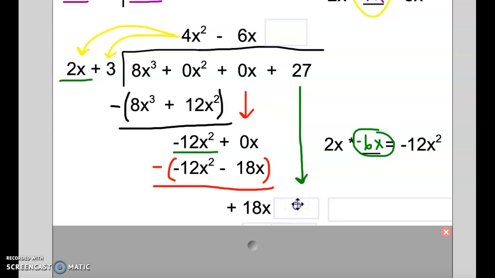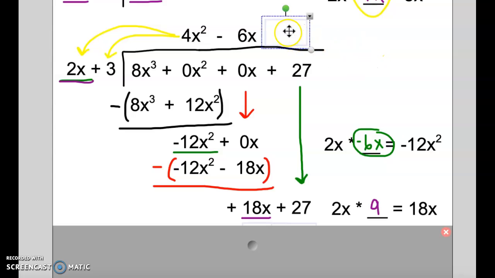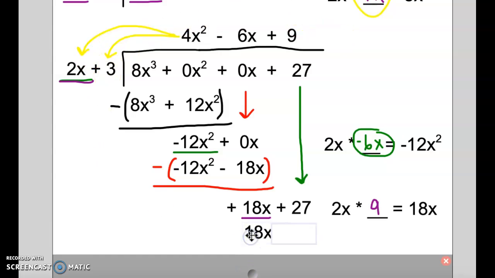Almost done. We bring down 27, and I start over looking at those terms in the beginning. Okay, 2x and the 18x, right? I look at that 2x the whole time. And then I write on the side, 2x times what gives me 18x? And that's going to be a 9, right? 2x times 9 gives me 18x. I write that 9 up in my quotient. Okay, so then I have plus 9 here, and then we multiply. 9 times 2x gives me 18x, and 9 times 3 gives me 27.